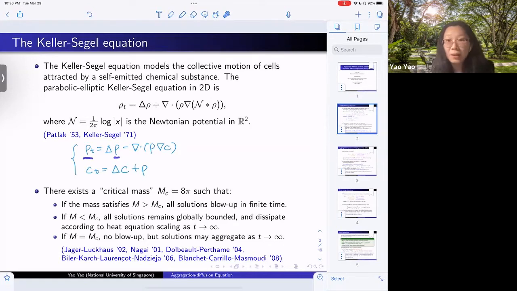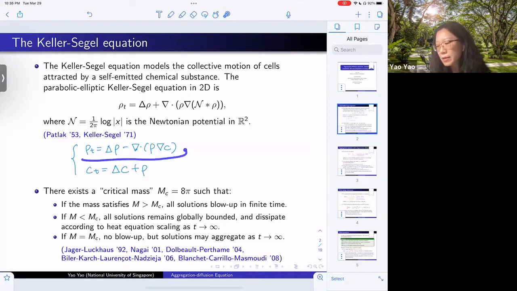So rho here is the population density of the cells. What this equation describes is that, on the one hand, each of the cells is doing Brownian motion, which corresponds to the diffusion term. On the other hand, in addition to Brownian motion, the cells are also attracted by some chemical substance with density C. Therefore, there is an additional drift term, where at each point there is an additional velocity field pointing in the direction where C increases the fastest, which is exactly the direction of gradient C.